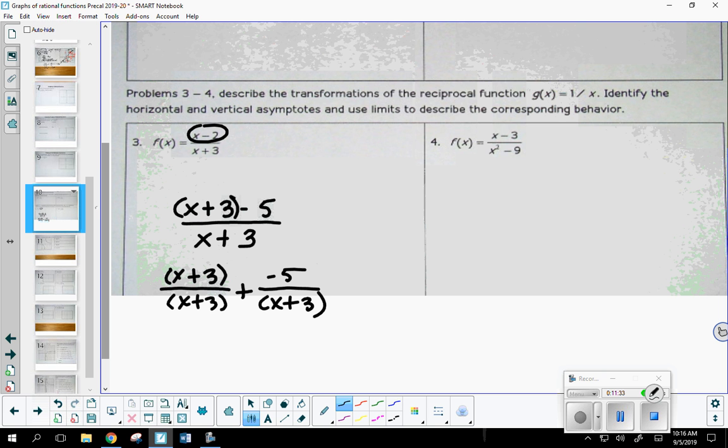So what's anything divided by itself? 1. So this is 1 plus negative 5 over x plus 3. See, now I have that form I was describing to you. I can look directly at it and identify the transformations. Do you guys remember that form? The a plus b over x plus c? Were you guys shown that in Algebra 2? No? Doesn't make sense. Okay, there we go.